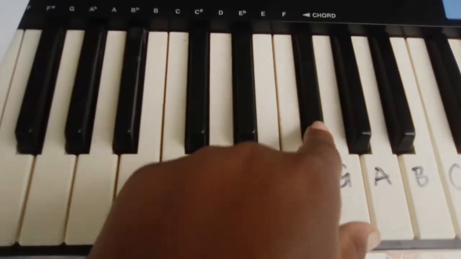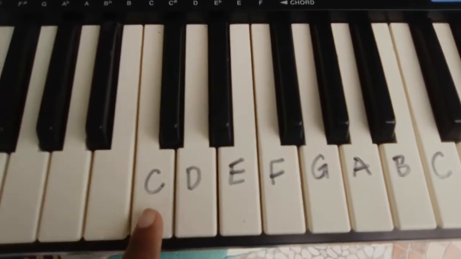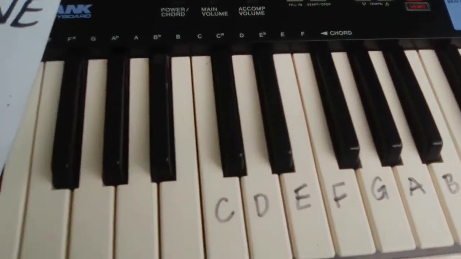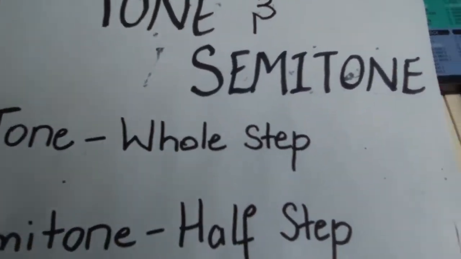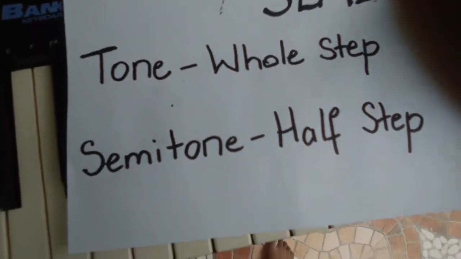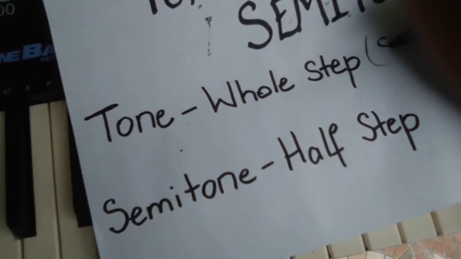F, black note, G. That's the order it goes in. Now from C we skip a note in order to get the whole tone, the whole step. So let's make a jotting of it. Now we skip, let me put in brackets here, skip.